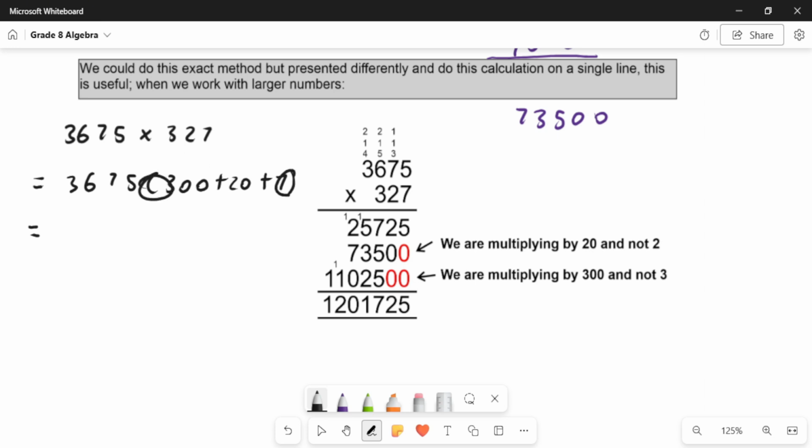So see these brackets here? It represents multiplication. Is 300 plus 20 plus 7 327? Yes, it is, because we're using the place value system. Then we can make use of the distributive property, because there is such a property in maths. So 3675 multiplied by 300 plus 3675 multiplied by 20 plus 3675 multiplied by 7.